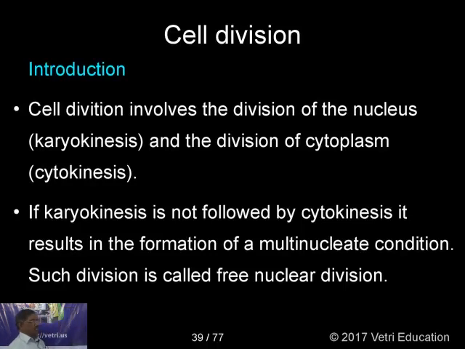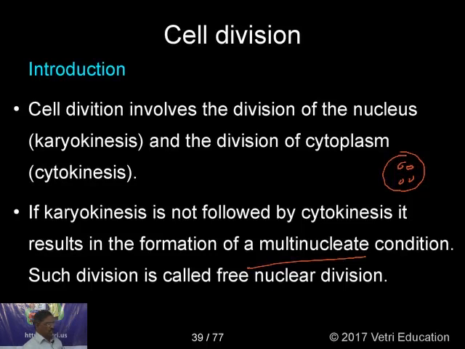If karyokinesis is not followed by cytokinesis, what happens? One cell becomes 2, two daughter cells are formed, and then with no cytokinesis, again cell division, 2 become 4, 4 become 8, etc. You can find a multinucleate condition comes. When karyokinesis is not followed by cytokinesis, it results in the formation of a multinucleate condition. So in the same cell, you have many nuclei. Such conditions you can find in embryos, and in endosperm formation.